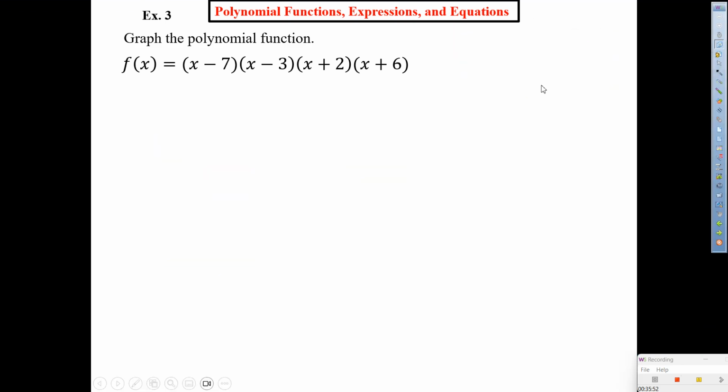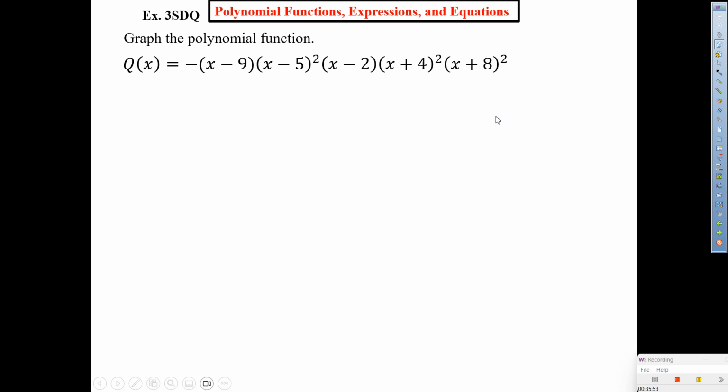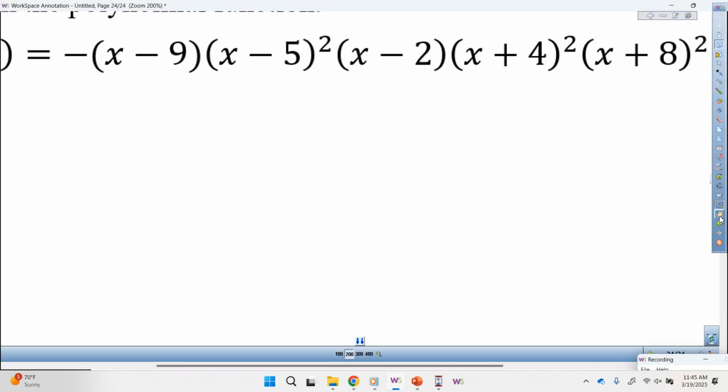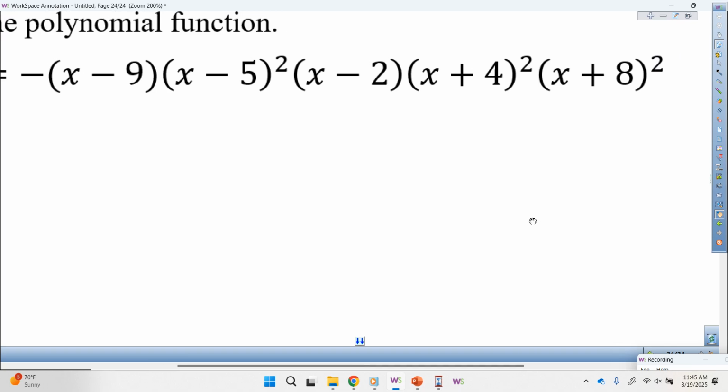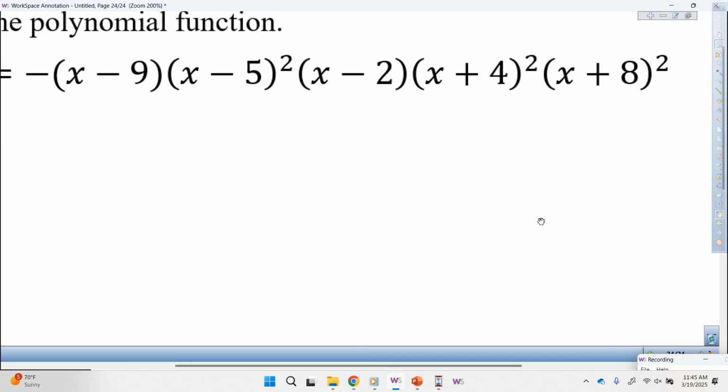Y'all ready? Example 3, super duper Q. Let me zoom into that one. It starts with Q of X equals all that. Q of X equals negative times X minus 9 times X minus 5 squared times X minus 2 times X minus 4 squared times X plus 8 squared. You all right over there, Mario? Okay.